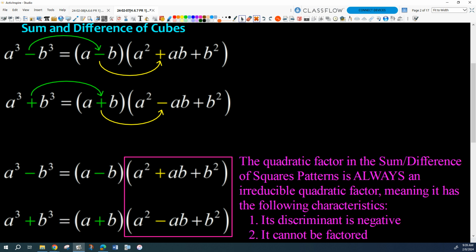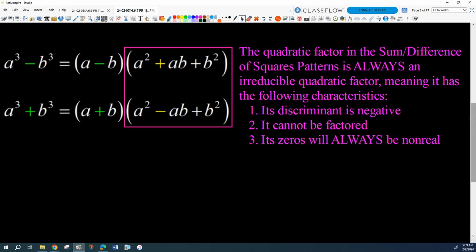So there are the patterns. Now, some important things about these patterns. The trinomial factor that you get, the big trinomial factor, is never going to be factorable. Okay, it's always going to be what we call an irreducible quadratic factor.